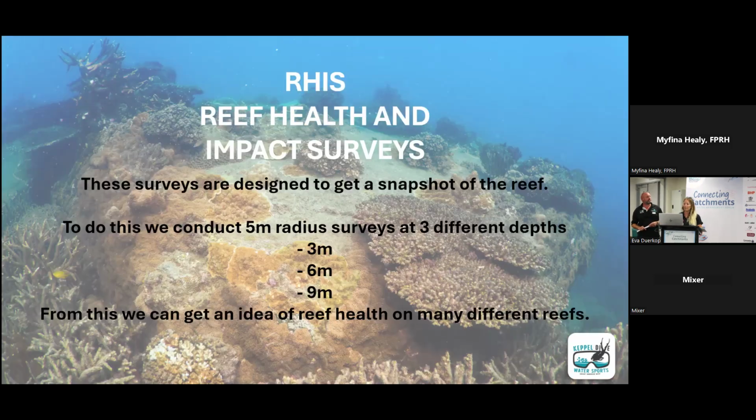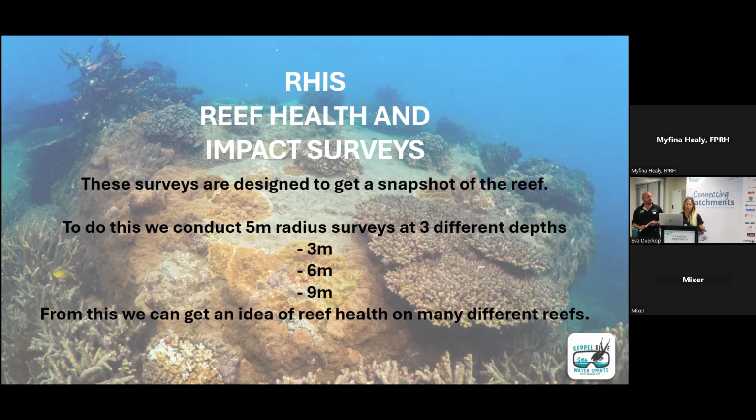These surveys are designed to get a snapshot of the reef. To do this, we conduct 5 metre radius surveys at 3 different depths. So 3 metres, 6 metres and 9 metres. And we do 3 surveys at each one of those depths. So by the end of it, we have 9 surveys there from that reef. So we can get an idea of the reef health on many different reefs around the country.